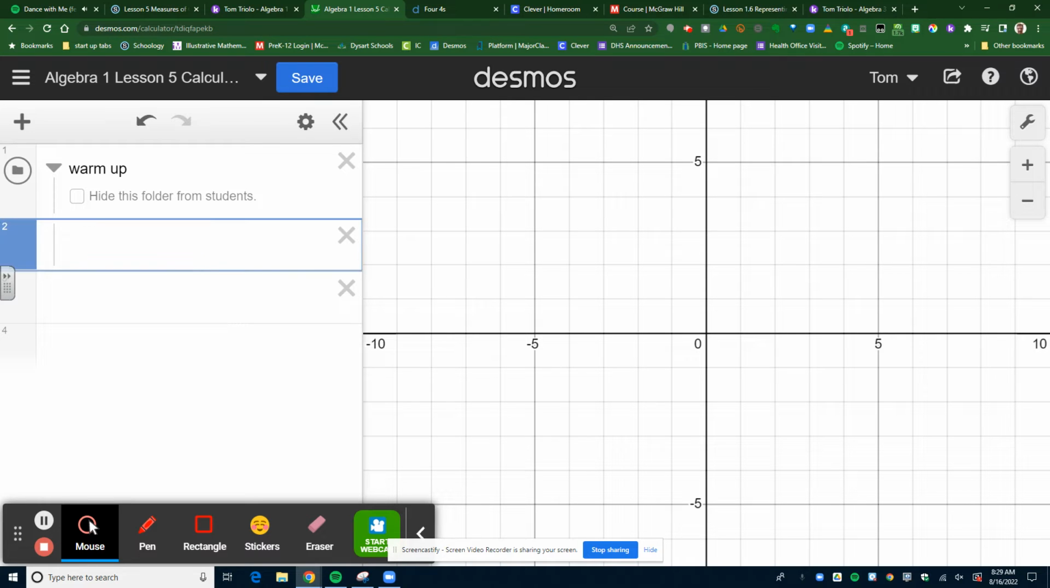So, in Desmos, make a folder. Call it warm up because we're just putting stuff there. Okay? Since we know we're going to divide, I'm going to put the division sign there first.